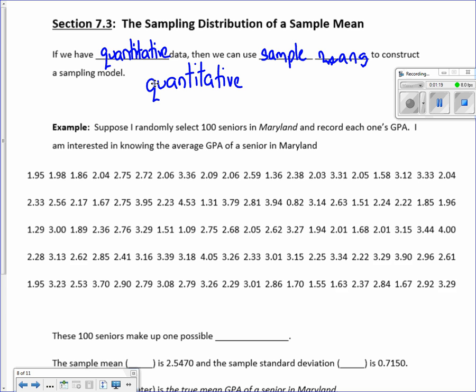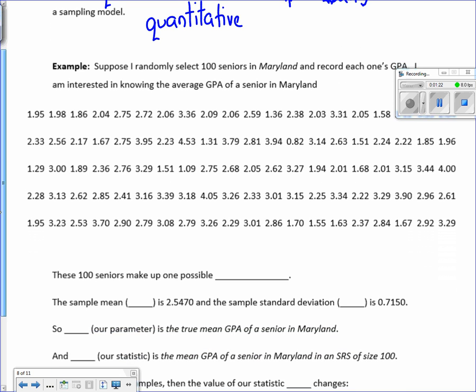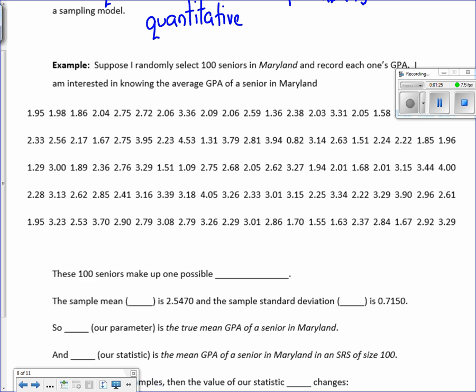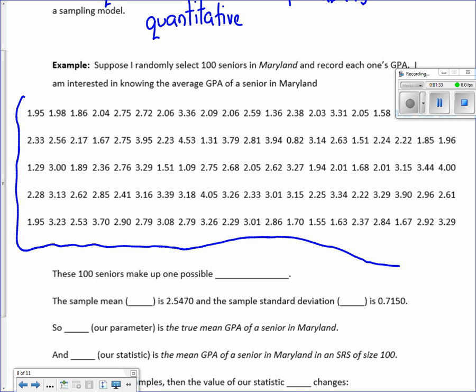So, just for this example, let's say that I randomly selected from a pool 100 seniors, and I came up with all these GPAs listed down here. Then, out of all these 100 GPAs, I found the average, put them in my calculator, put them in L1, went to stat, over to calculator, 1-var stat, and bam, I got the average. So these 100 seniors make up one possible sample of all the seniors in Maryland.